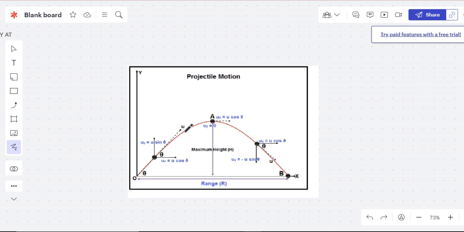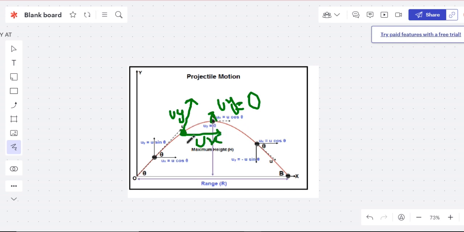As you can see, for example, I want to know the velocity of a body at this point. So from here, I'll draw a tangent, which is something like this. So we know that this is ux and this is u cos theta. At this point, uy will be 0, while ux remains constant throughout the path, right?